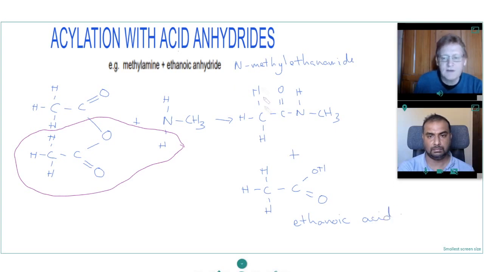This reaction is often preferred to an acyl chloride reaction because it's a lot easier to control than an acyl chloride reaction, and the product, the ethanoic acid, is less harmful than hydrochloric acid. And that's it. So methylamine and ethanoic anhydride give us N-methyl ethanamide and ethanoic acid.